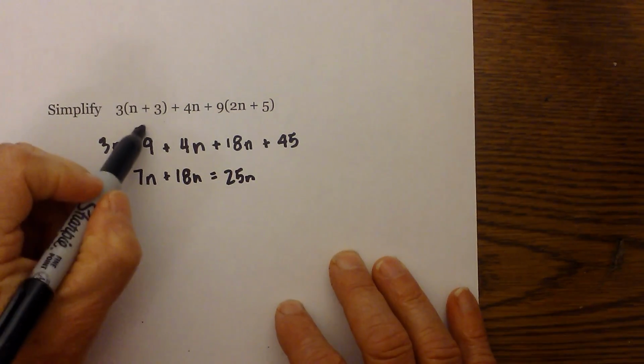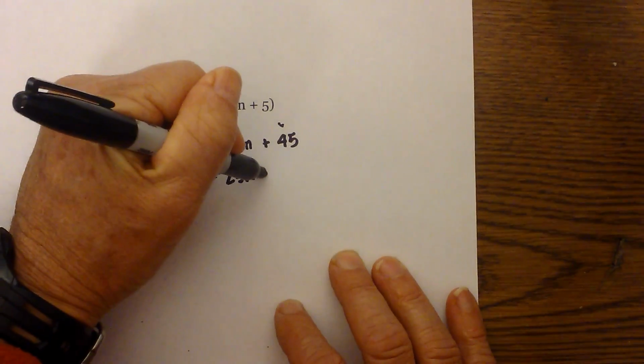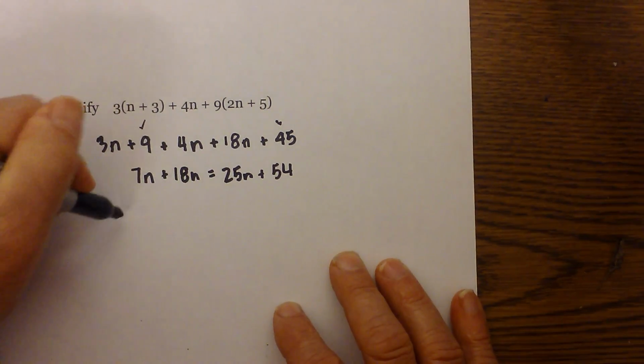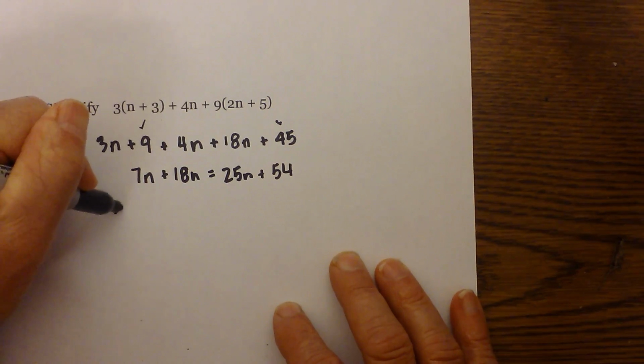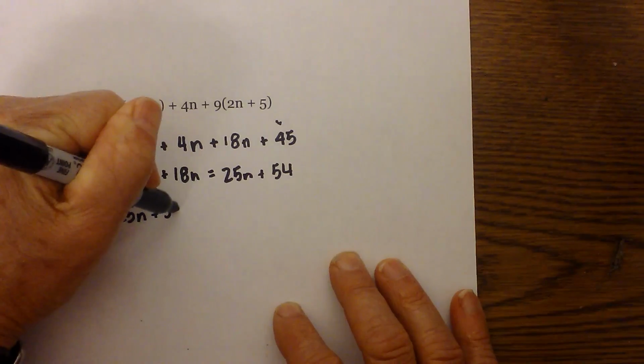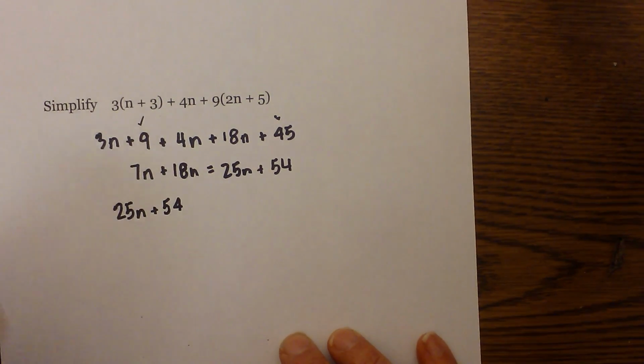And then 9 plus 45 is 54. So I'll rewrite it. It will become 25n plus 54. Okay? So again, that's how you use the distributive property.